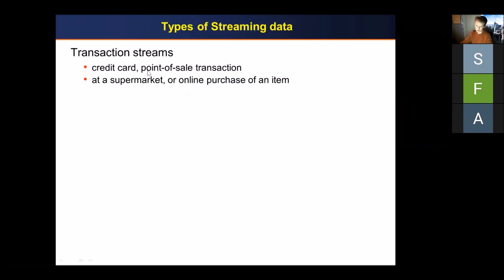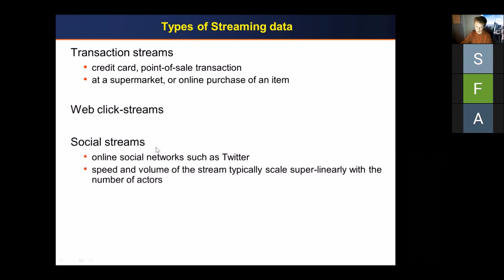The streaming data, for example. Credit card point of sale transactions, there's like no end to this, right? People keep buying things, and web streams and social streams happen all the time, right? And there's a lot of volume there, and a lot of different veracity and volume and so on, so it scales super linear.